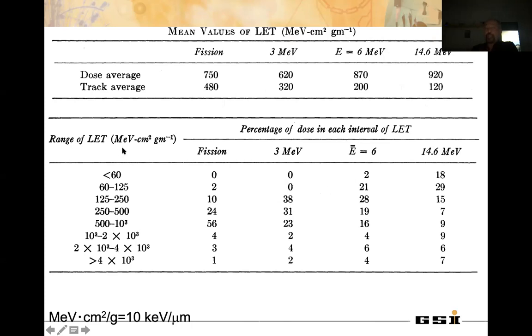And this is the range of LET. And you see, this is not 60s. In keV per micron would be 6. And the percentage of those in each interval for fission, 3 MeV, 6 MeV, and 14.6 MeV neutrons. So that's I think interesting to see. You see here, the MeV per square centimeter per gram is 10 keV per micron.